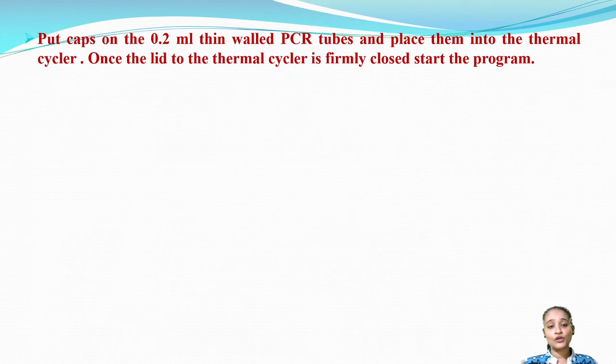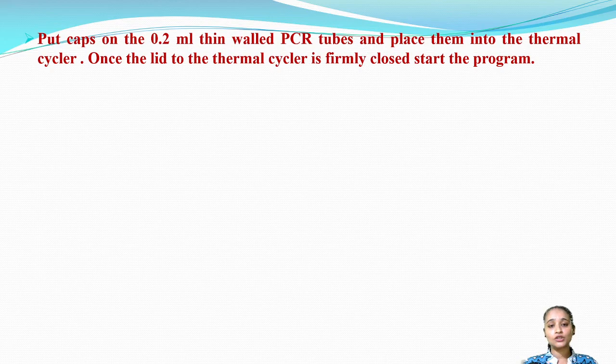Put caps on the 0.2 ml thin walled PCR tubes and place them into the thermal cycler. So after adding everything and your template DNA at last, you need to properly cap these small 0.2 ml thin walled tubes, because if you don't put your caps on properly, then when you are running your PCR cycle in the thermal cycler, your caps can open in between the reaction, and then all your product will be exhausted and you cannot see the amplification when you run on agarose gel electrophoresis. So you need to do it very patiently and slowly.